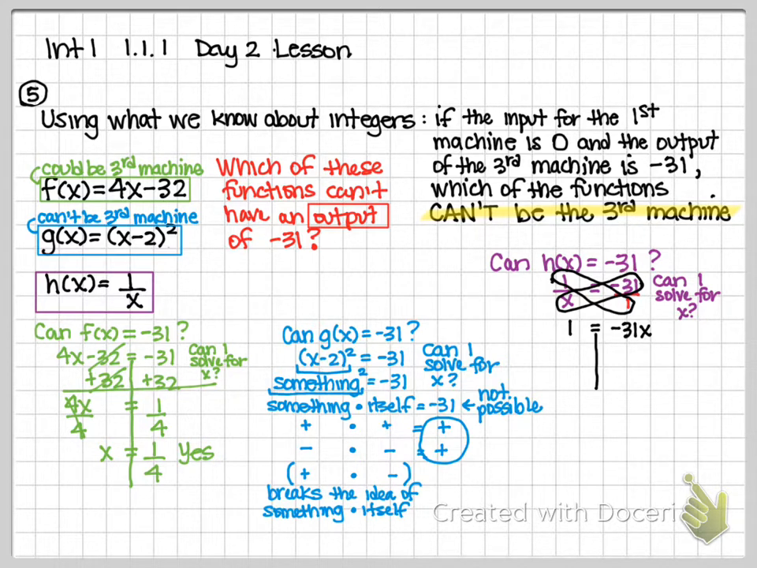So we're going to divide. I'm going to divide by negative 31 on both sides. Go back to my purple pen, keep my color coding. So negative 31 divided by negative 31 is 1. And I get x is equal to 1 over negative 31. That's a number. It's not necessarily a number we like, but it's a number. So did I get an answer for x? Yes, I did. So going back to the h of x, this one could be the third machine.